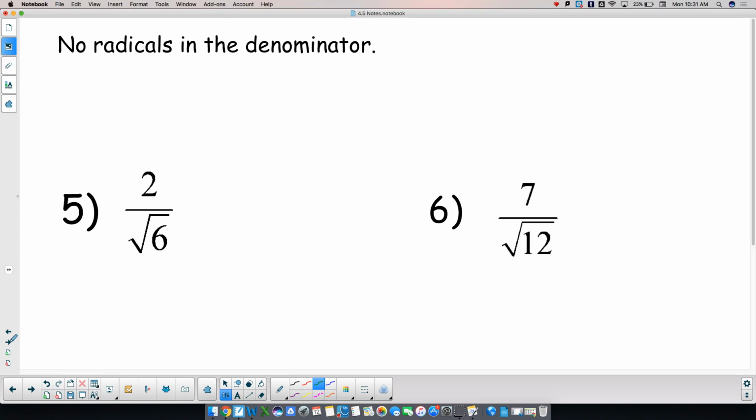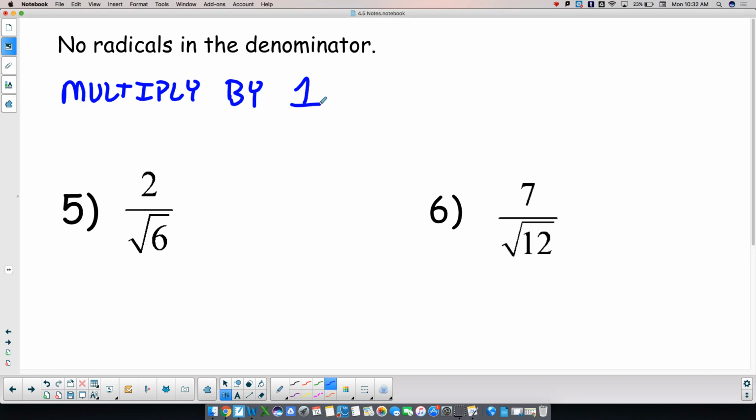No radicals in the denominator. The key here is we have to multiply by something that is equivalent to 1. Because if I multiply by something other than 1, I change my fraction, which changes my problem, which doesn't give me the right answer. So I can multiply 9 times 1, still 9. 82 times 1 is still 82. And I have to multiply by 1.